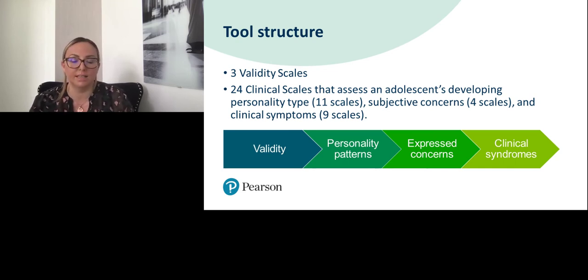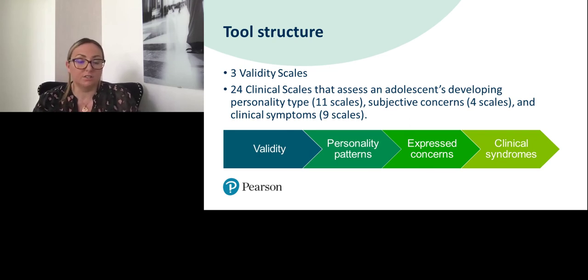So very much like its adult counterpart, the MCMI, it looks at different areas of somebody's personality and how that is expressed in their mental health. So typically you will have seen the split of Axis 1 and Axis 2. It does split it down into personality and clinical syndromes and expressed concerns as well.